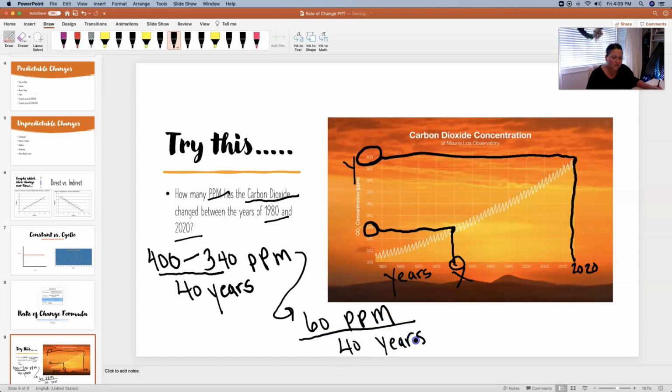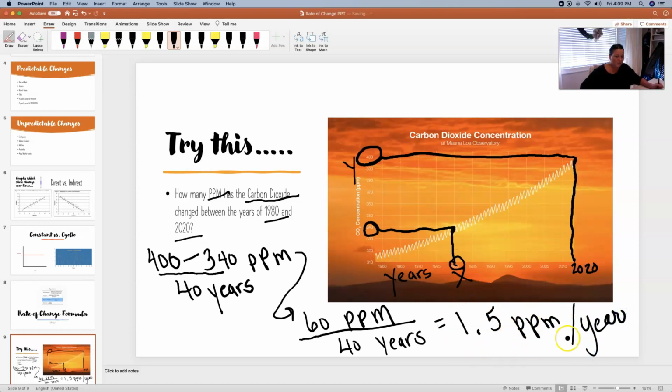Again, I'm going to need to use a calculator to do this. If I pull out a calculator, or if you don't have a calculator available, you go to your phone. You might want to pause this video for a moment. I'm going to put into my calculator 60 divided by 40 years, and I'm going to tell you right now that my difference is 1.5 parts per million. And that's going to be per year.